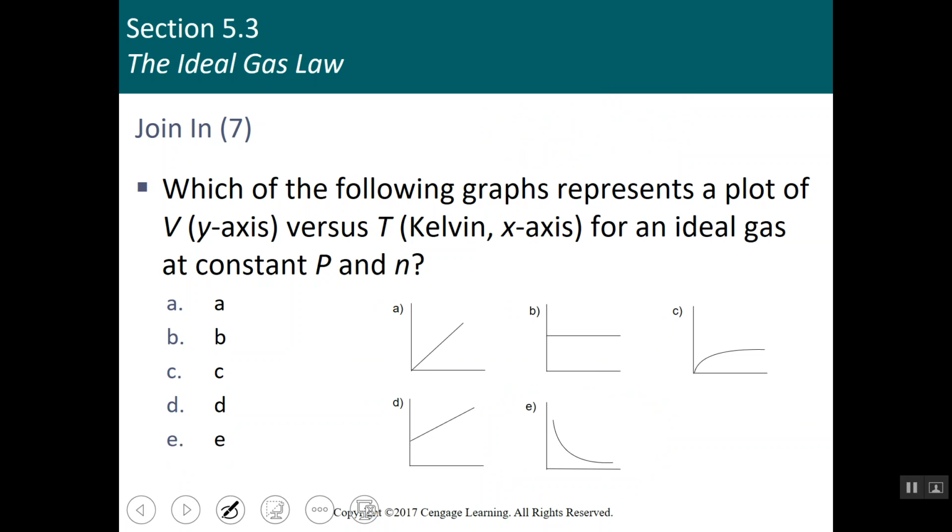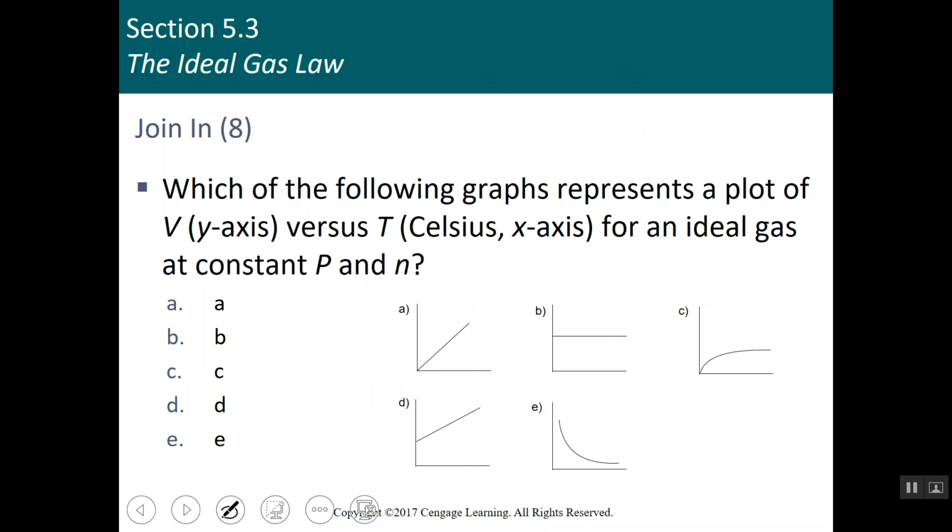Join in 7 talks about volume and temperature. This is Charles's law, or again, you can use PV equals nRT to look at this. If volume goes up, temperature goes up, because we need to keep the sides of these equations together. And so your correct response on this one is going to be A. You're going to see here that if volume is 0 and temperature is 0, you do hit the axis. So that's why you choose A over D.